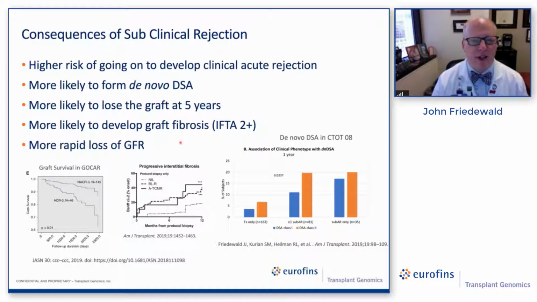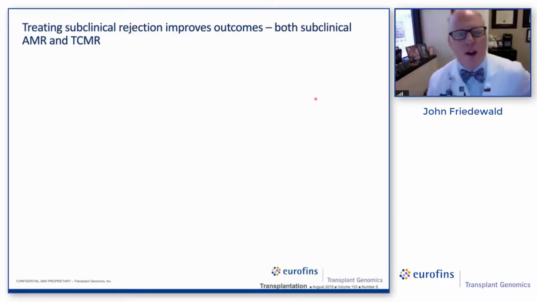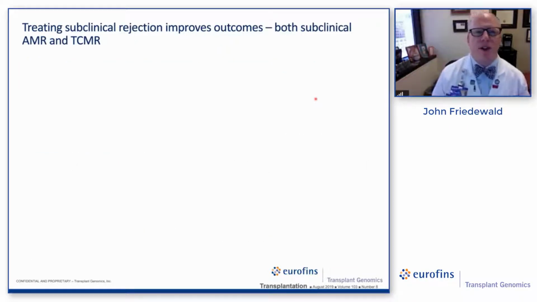And we've now followed our CTOT-8 patients out to 5 years, and we see a steeper decline in GFR in patients that had early subclinical rejection. So all of these things together, of course, are early harbingers of graft loss and worse graft outcome long-term. And so we really need to focus on the early events going on in the graft to prevent those from happening. So now we know also that treating subclinical rejection improves outcomes, both subclinical antibody-mediated and T-cell mediated rejection.